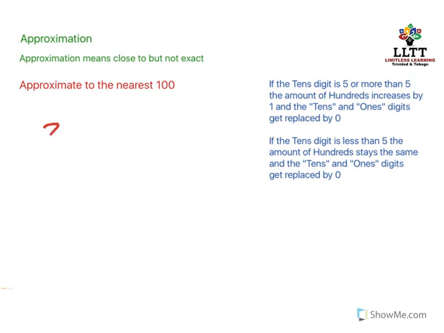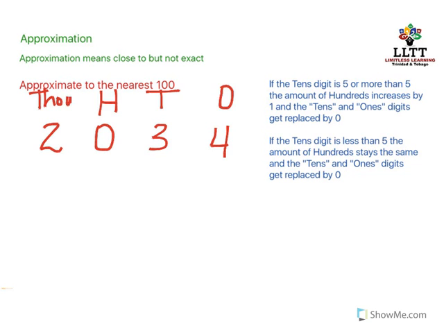Let's suppose we have the number 2034. Okay? So O represents ones, T is tens, H is hundreds, and let's put THOU as thousands. So thousands, hundreds, tens, and ones. We want to approximate to the nearest 100. If we're approximating to the nearest 100, we are looking at our tens values. Our tens value is 3.